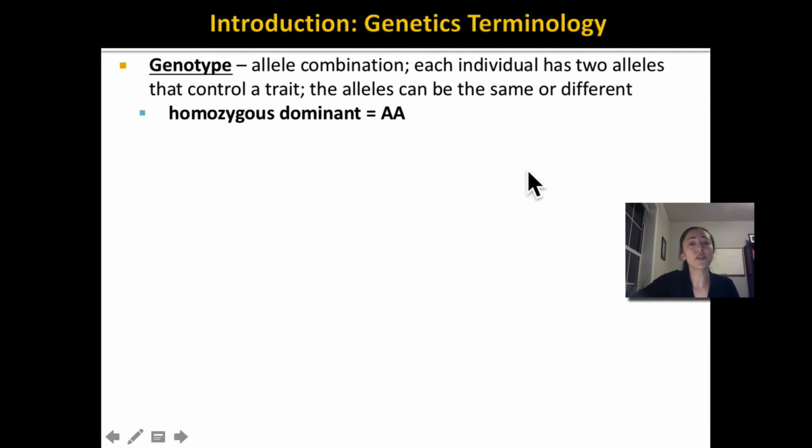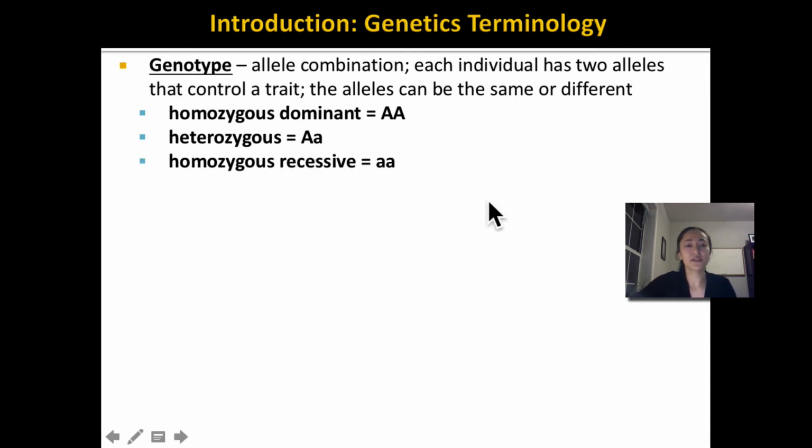However, it's possible that you inherited a dominant allele from one parent and a recessive allele from another parent, so then you would be heterozygous. And this means that you have a dominant allele and a recessive allele. Hetero means different, so the two alleles are different. If you have two recessive alleles for a trait, then you are homozygous recessive. Okay, and those are the only three genotypes that are possible.